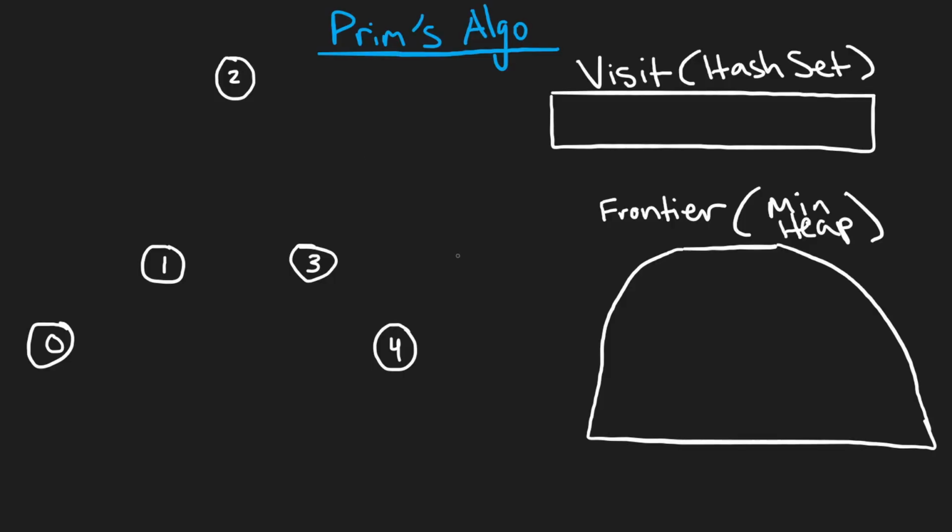So Prim's algorithm is an algorithm to find minimum spanning trees. There's a few concepts you have to be familiar with to understand Prim's algorithm. Obviously, you need Prim's algorithm to solve this problem efficiently.